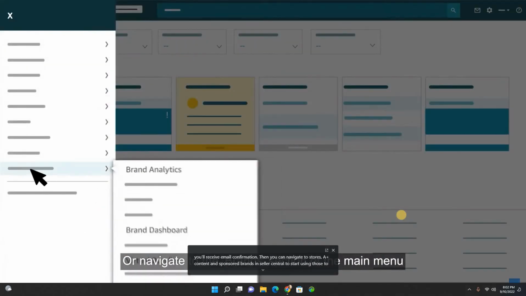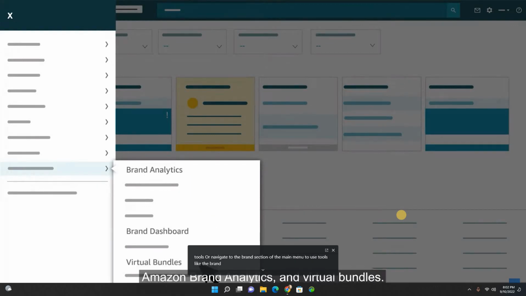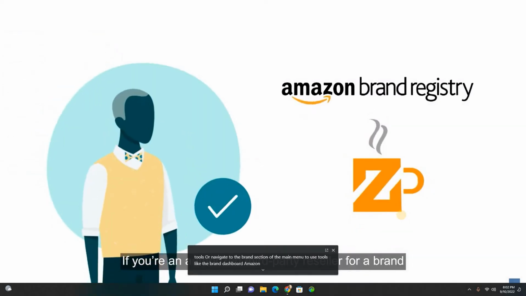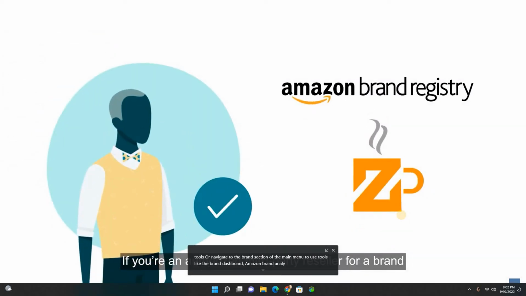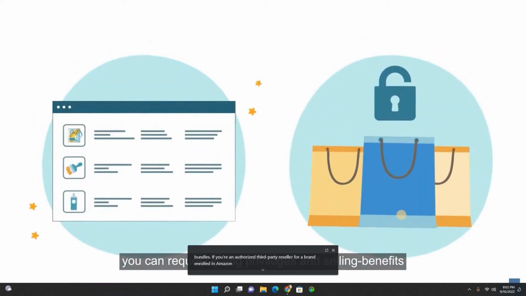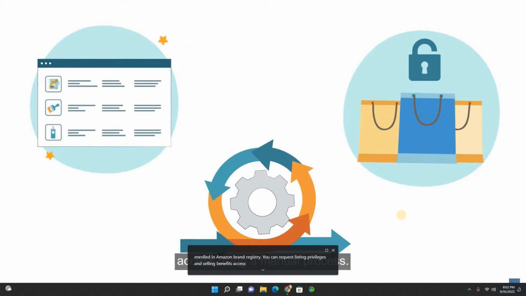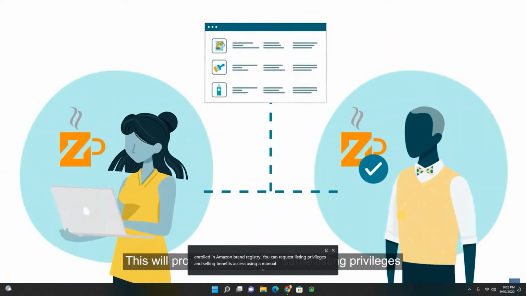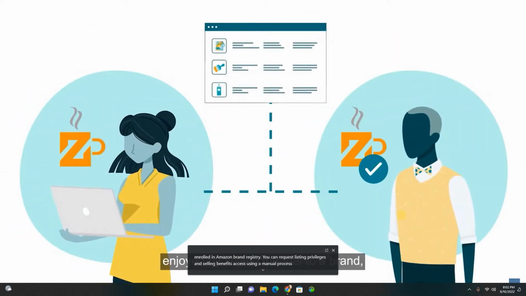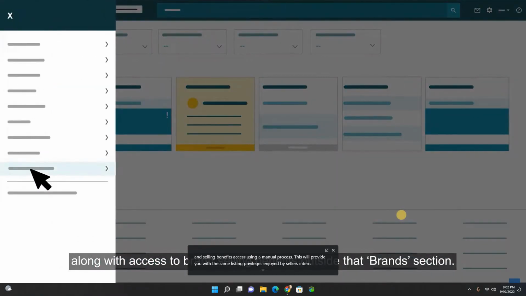Or navigate to the Brand section of the main menu to use tools like the Brand Dashboard, Amazon Brand Analytics, and Virtual Bundles. If you're an authorized third-party reseller for a brand enrolled in the Amazon Brand Registry, you can request listing privileges and selling benefits access using a manual process. This will provide you with the same listing privileges enjoyed by sellers internal to a brand, along with access to brand selling benefits outside that brand's section.